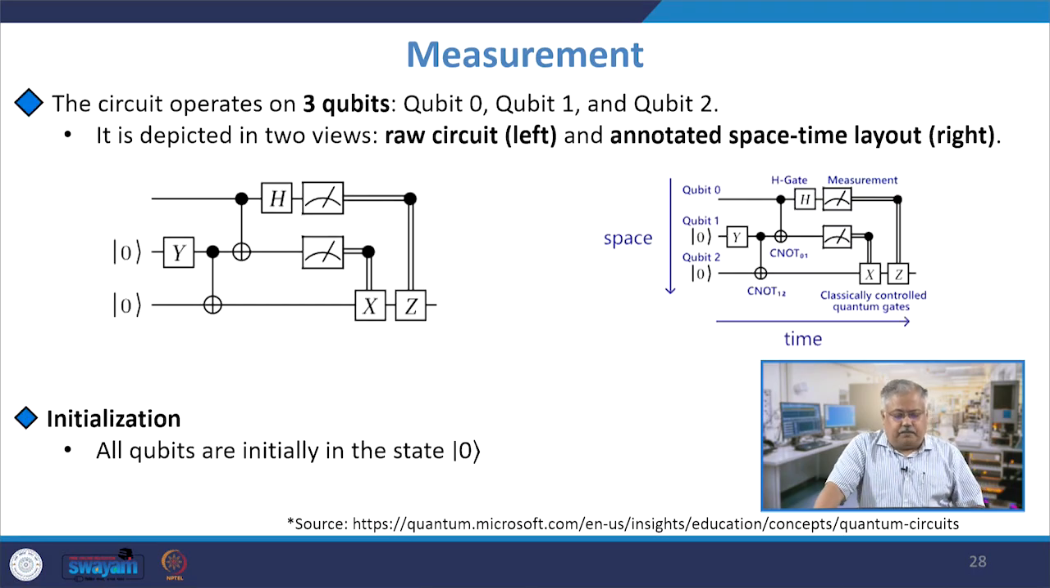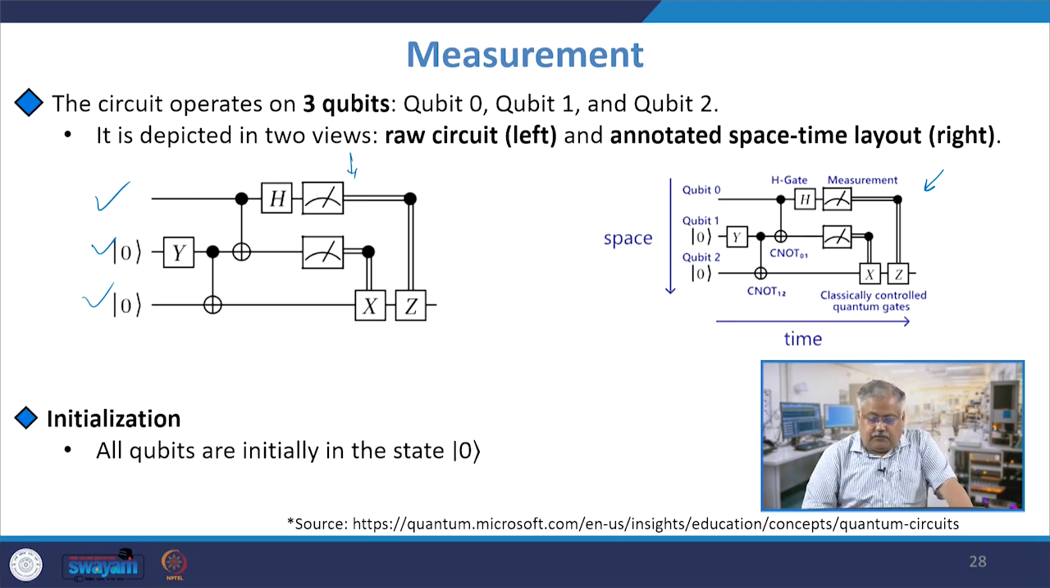Let us look at the other parts of the measurement. The circuit operates on 3 qubits, qubit 0, 1 and 2, and this is how you do it. This is the raw circuit which you see, and this is the annotated space-time layout on the right hand side. Initially all of them are 0, and then I am passing them through a set of Hadamard gates and doing a measurement to extract the actual value of the signal available at these particular points.